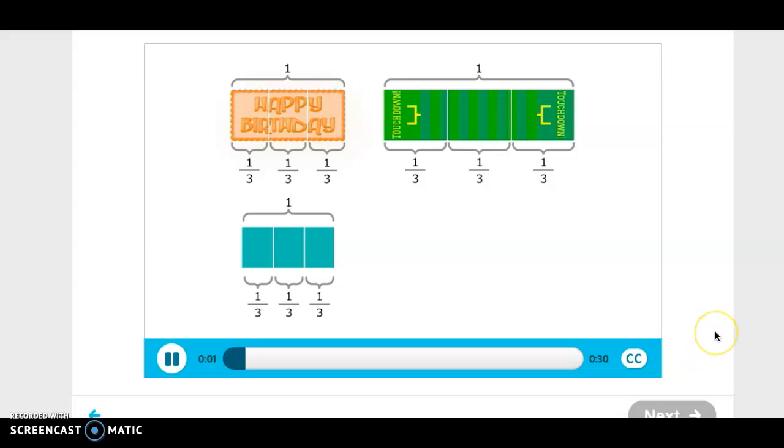How did you make one whole? I started with 1/3 in every problem. I knew that I needed 3/3 to make one whole.